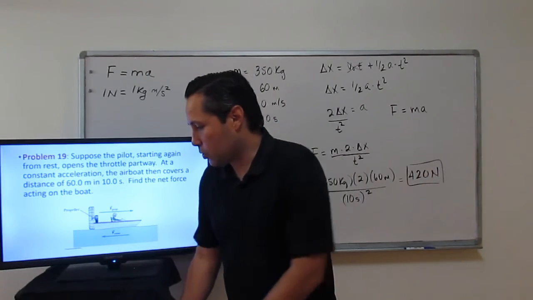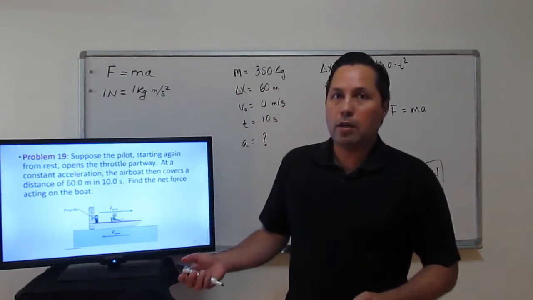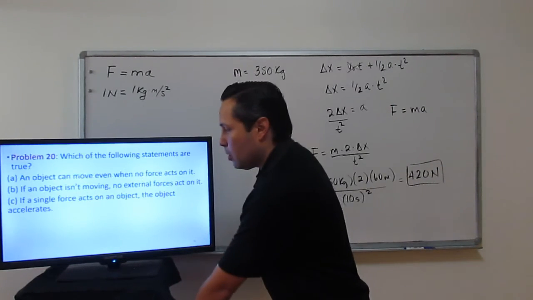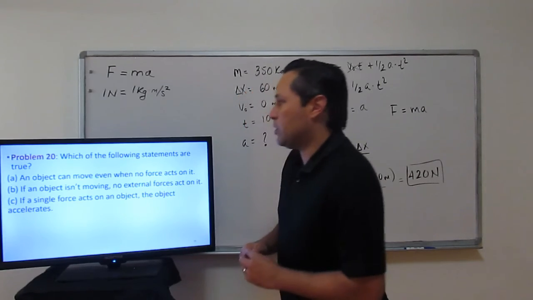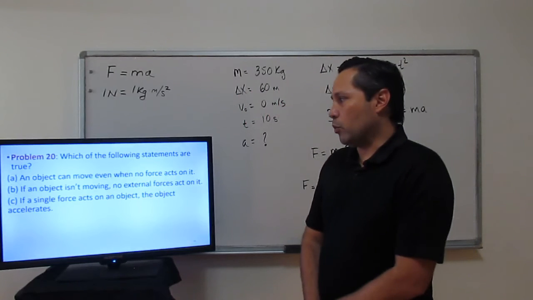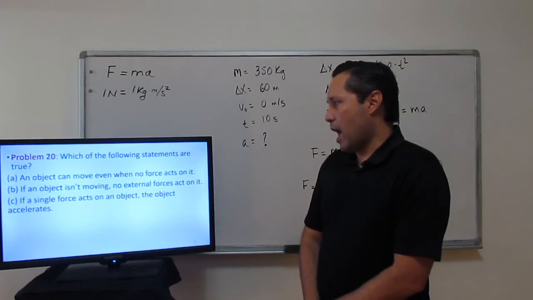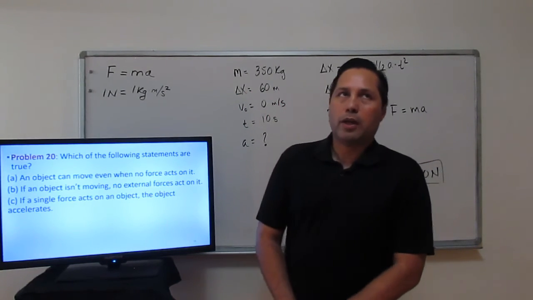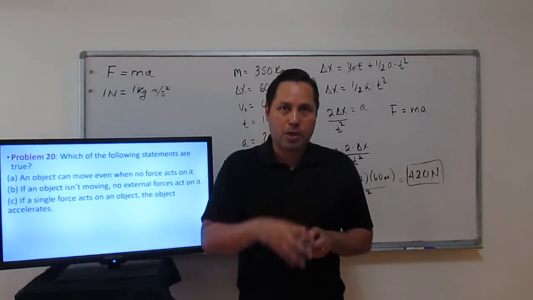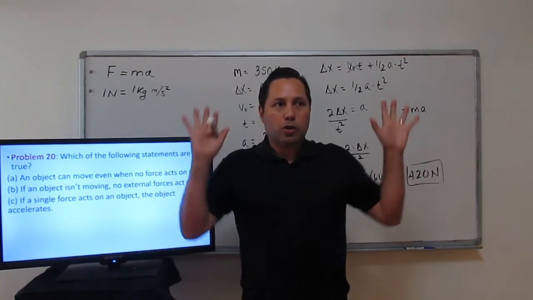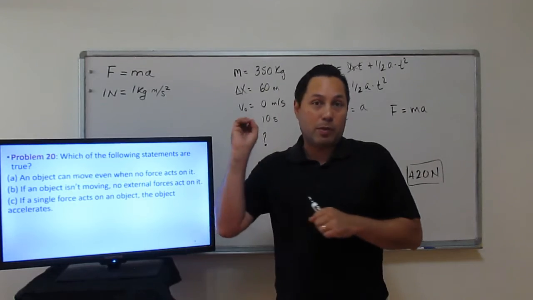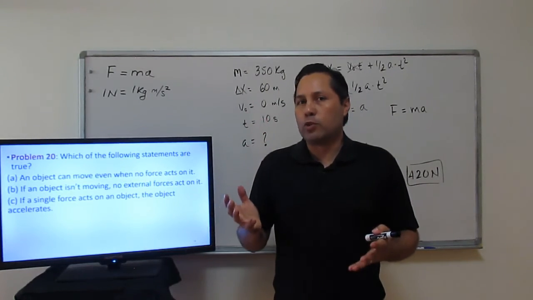Alright, let's go ahead and move on to our last problem, which has parts A, B, C, D, E, and F. In this problem they ask you which of the following statements are true. Statement A: an object can move even when no force acts on it. Okay, let's say that again: you're in space and we throw the object and now it's in motion. So you've let go of it, there's no force acting on it now. Previously I put force on it, but once I let it go, there's no more force acting on it.